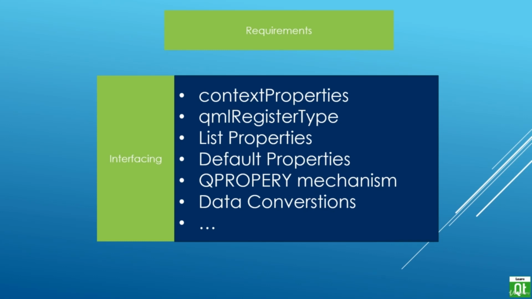In terms of interfacing between C++ and QML, you need to be able to expose your C++ type as a context property. You need to register your types using many overrides of qmlRegisterType. You need to know a bit about list properties, default properties. You need to be able to propagate your changes from C++ to QML using the Q_PROPERTY mechanism. And you really need to have an idea about how data is converted between C++ and QML.